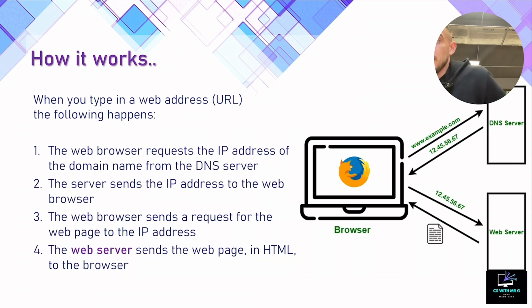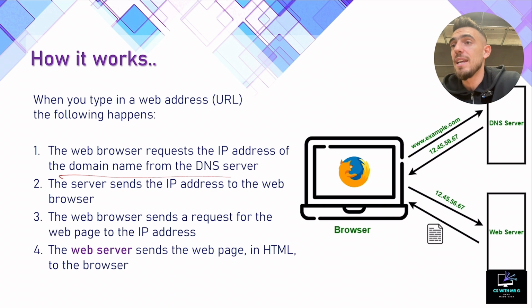So here's how it works in particular. Again, a common question that we see in the iGCSE exams, okay, and you have to explain in detail what happens when you access a website. You type in a website, a URL. The web browser, whether it's Safari, Chrome, Edge, Firefox, requests the IP address from the DNS server. Okay, it's asking the DNS server for a domain name.